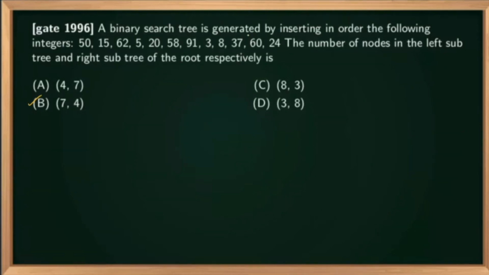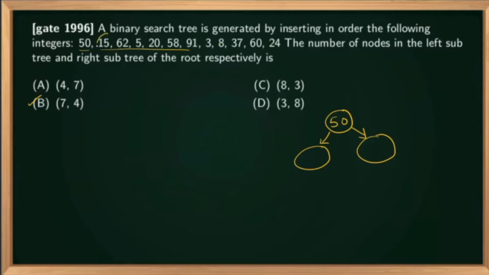It says that the following nodes are inserted into a binary search tree in the following order. So one by one it is inserted. The first node is 50, right? Now we know that all the nodes less than 50 will go to the left side and all the nodes greater than 50 will go to the right side. So I have to find the number of nodes in the left subtree and the right subtree. Basically I have to see how many nodes here are less than 50.